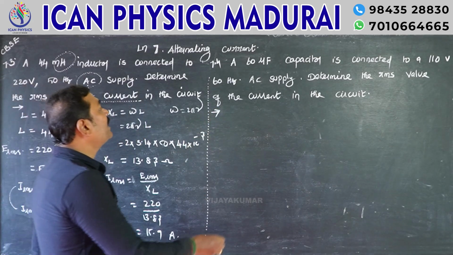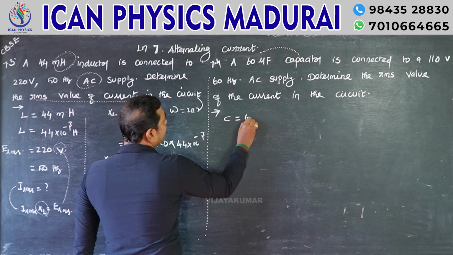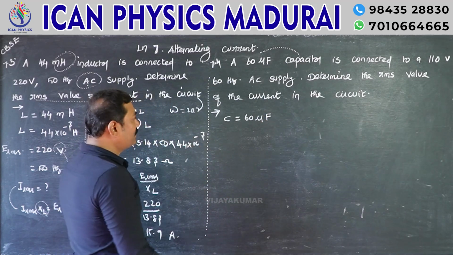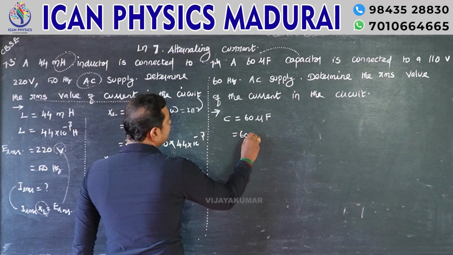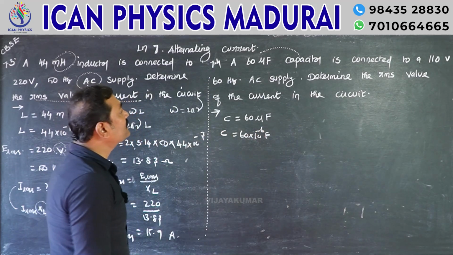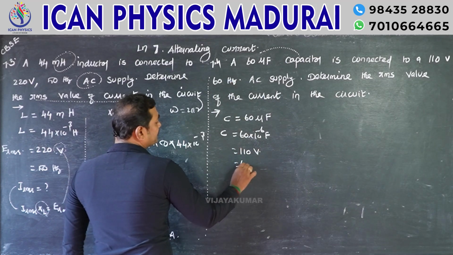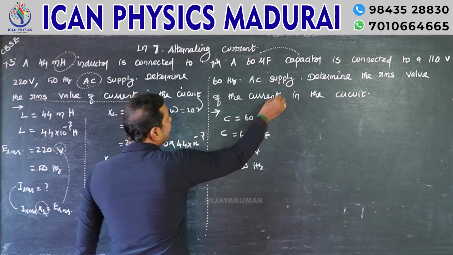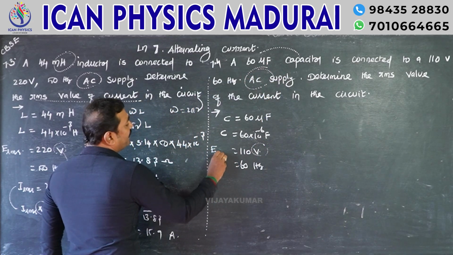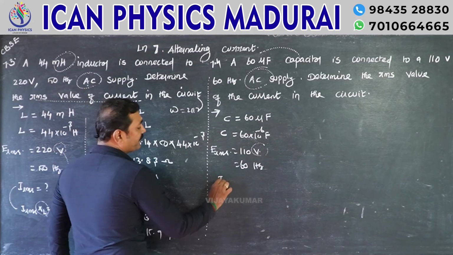A 60 microfarad capacitor. The capacitance of the capacitor is 60 microfarad. Convert microfarad into farad: 60 into 10 to the power minus 6 farad, connected to 110 volt, 60 hertz AC supply. For an AC supply, its voltage is taken as ERMS. Determine the RMS value of current.